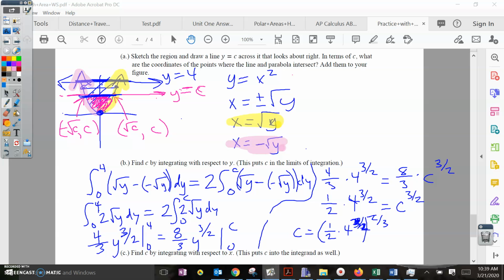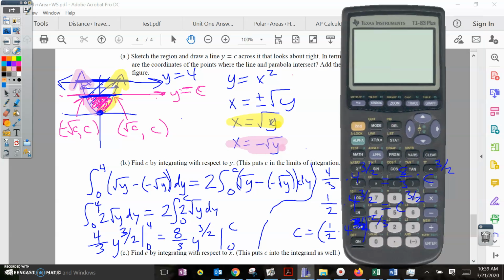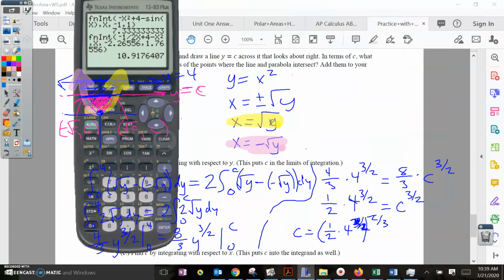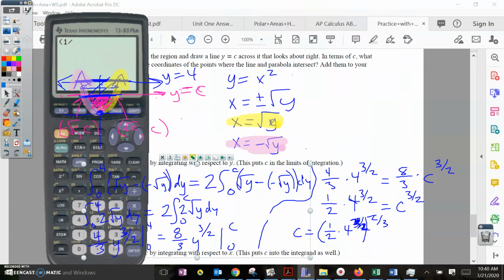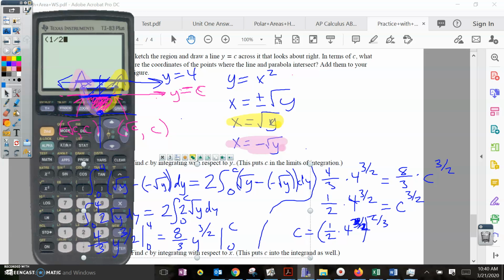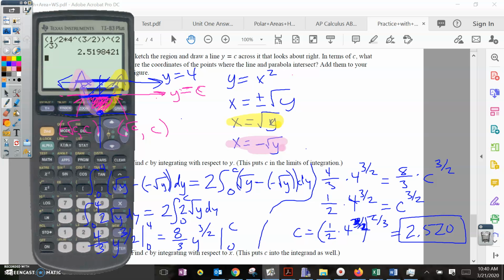And I'm going to go ahead and punch that up on my calculator here. So we've got the quantity 1/2 times 4 to the 3/2, all raised to the 2/3, and we get 2.520 for the value of c, or 2.519 depending on if you decide to truncate around. Alright, so that's part B.